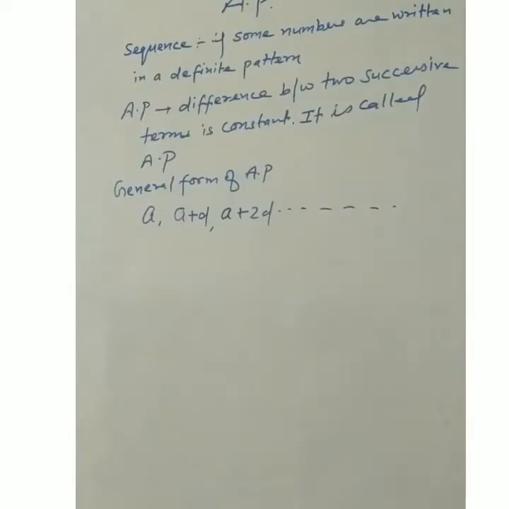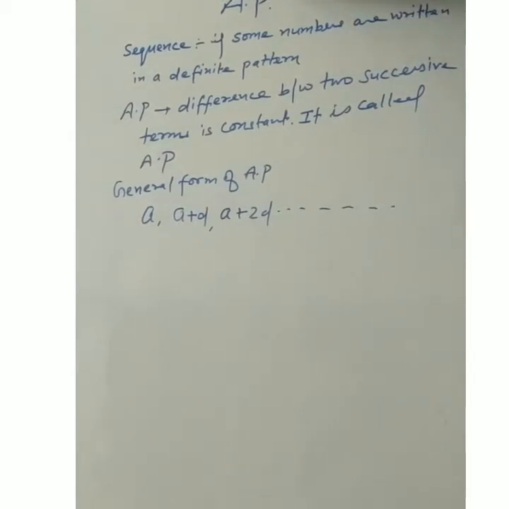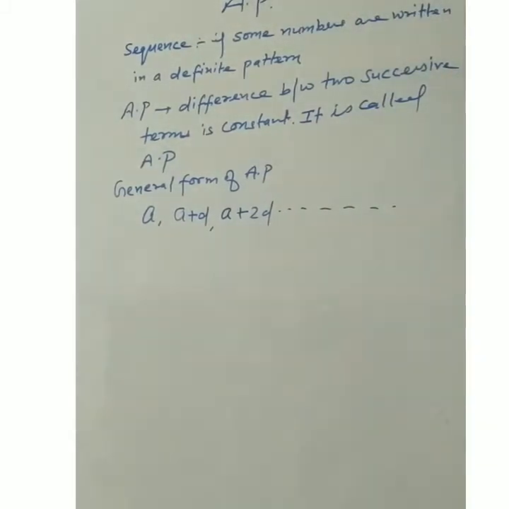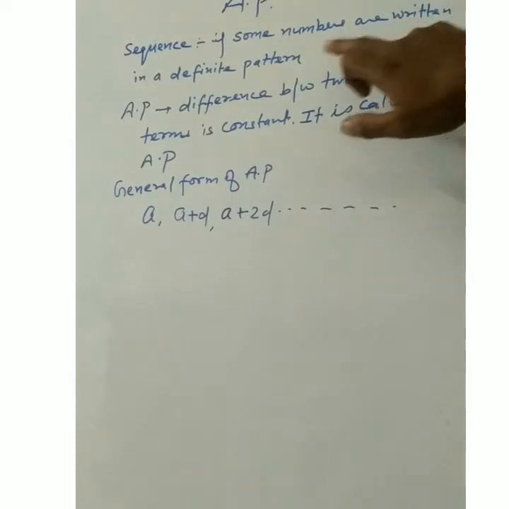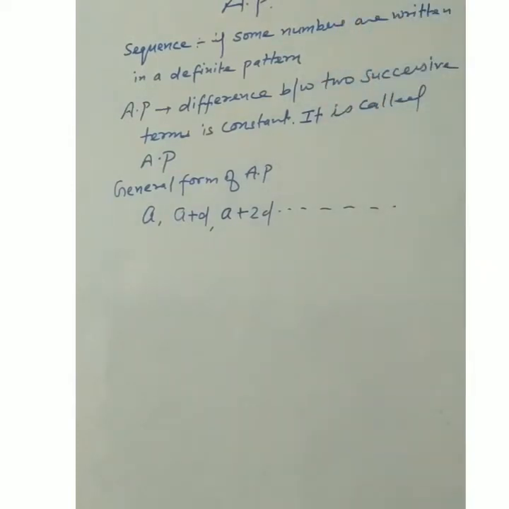Hello students. Today we'll discuss a new topic that is arithmetic progression. Before understanding arithmetic progression, we need to be clear about sequence. If some numbers are written in a definite pattern, it is said to be a sequence. And in this sequence, if the difference between two successive terms is constant, then it is known as an AP.